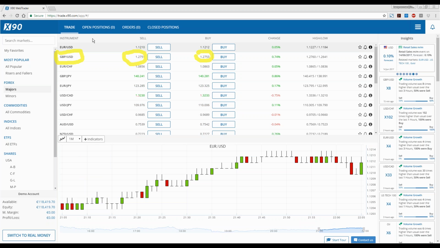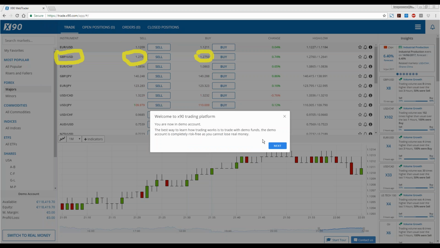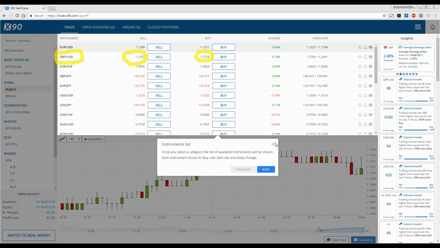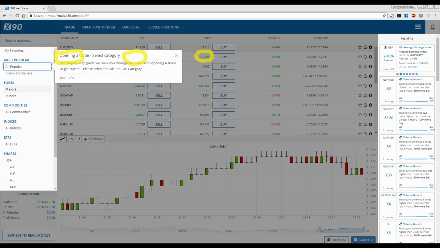Now, if you're new to Forex trading, what you should do is go to www.x90.com and click on the demo account. They'll ask for your name, email address, and a password, and you'll have a demo account just like the one I have in front of you. If you click on Start a Tour, it'll walk you through the whole platform with step-by-step guides. If you want to learn how to make a trade, you can follow a guide in opening a position. They'll tell you everything.